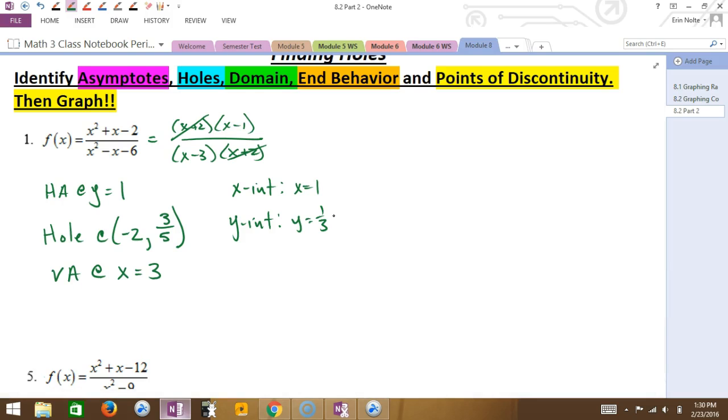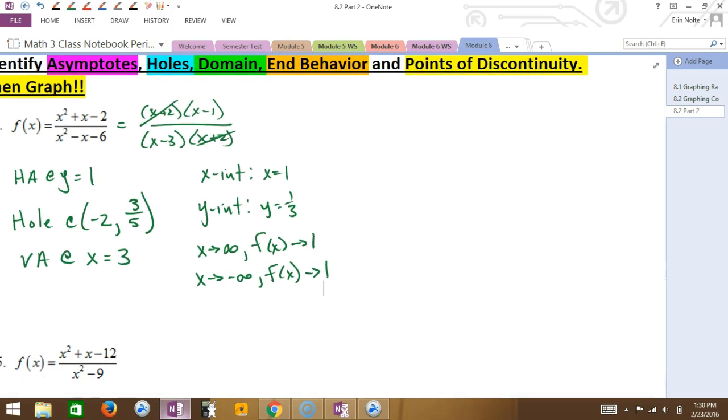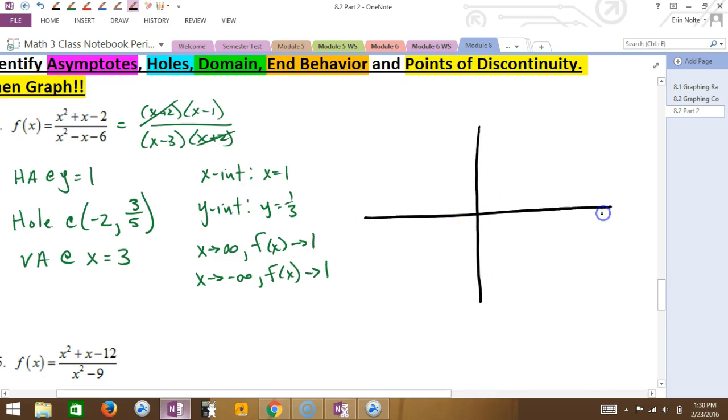What's my end behavior? 1 on both ends, right? So as x approaches infinity, my y approaches 1. Ditto on the backside. I feel like that's such a long notation just for telling us it's 1. Why do we use that instead of y? Because technically our function is in terms of f of x instead of y.